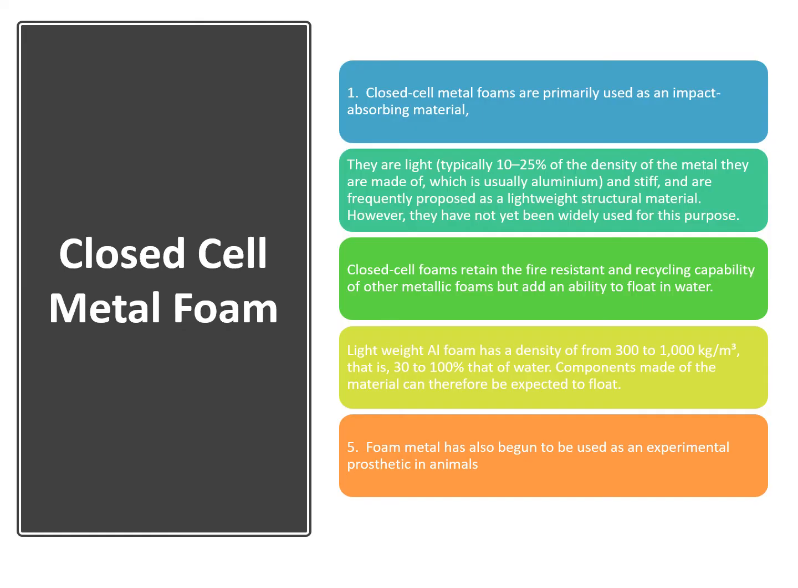The second type of metal foams is the closed cell metal foam. Closed cell metal foams are primarily used as an impact absorbing material. They are light and stiff and are frequently proposed as a lightweight structural material. However, they haven't been widely used for this purpose. Closed cell foams retain the fire resistant and recycling capability of other metallic foams, but add an ability to float in water. Foam metal has also begun to be used as an experimental prosthetic in animals.